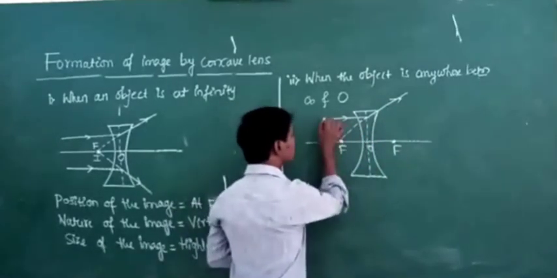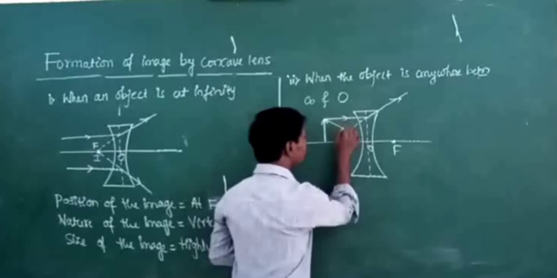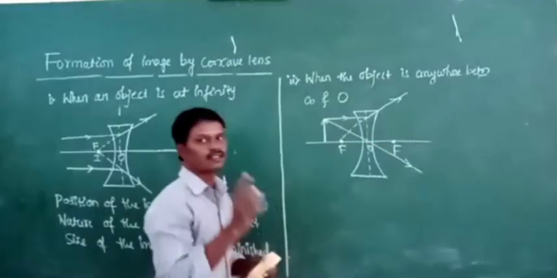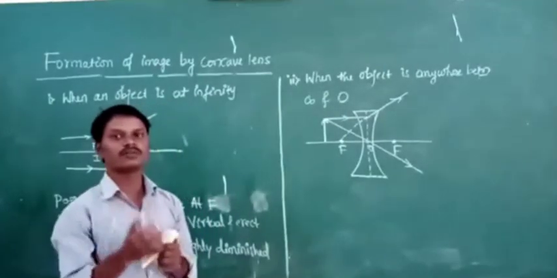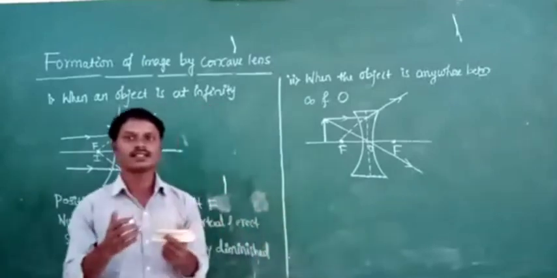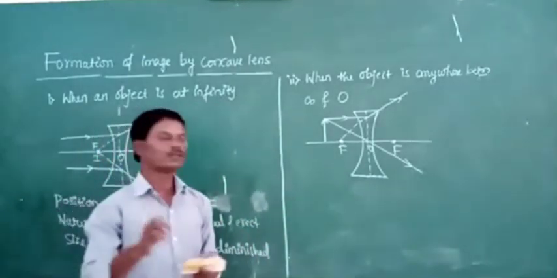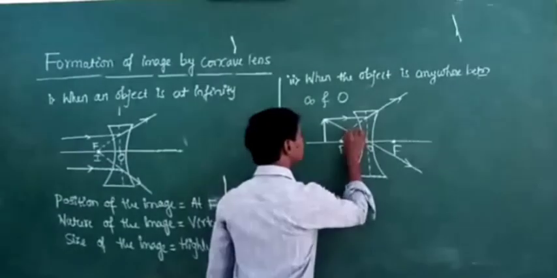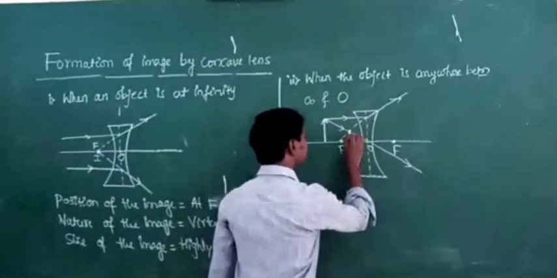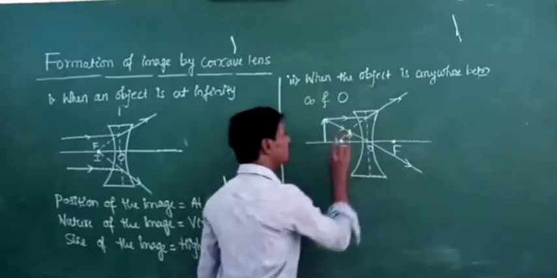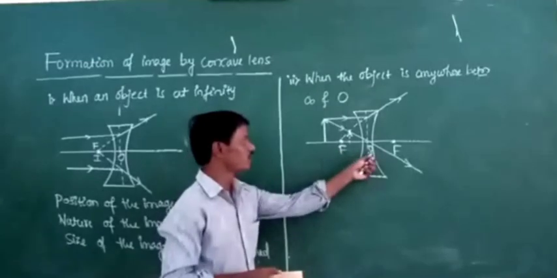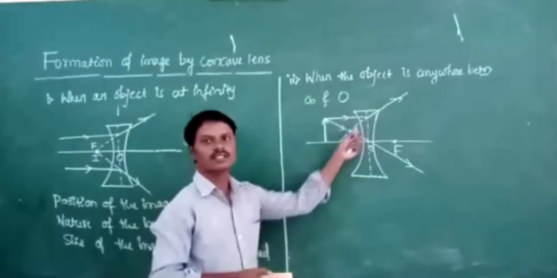Then next, one more incident ray that is passing through the optical center passes without any deviation. Okay, how many rays do we consider here? 2 rays. For the formation of an image by a concave lens or convex lens, we consider at least 2 rays. Then where these two refracted rays meet, at that point the image of the object is formed. The image of the object is formed in between the optical center and the principal focus of the lens.